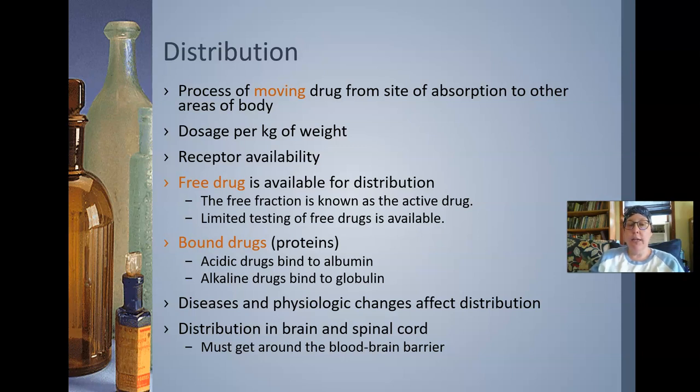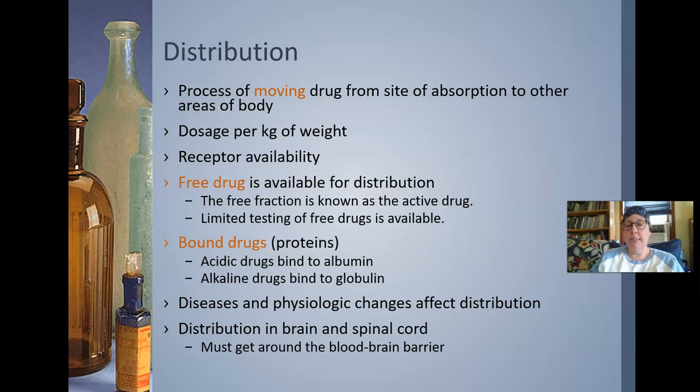So the bound drug: drugs tend to bind to proteins. Proteins carry stuff, and so all that's factored into the dosage. If the drug is bound to protein, it's not free, so it can't have an effect. It would have to unbind and be able to go bind on the receptor or whatever. So your acidic drugs tend to bind to albumin, and your alkaline drugs tend to bind to your globulins.